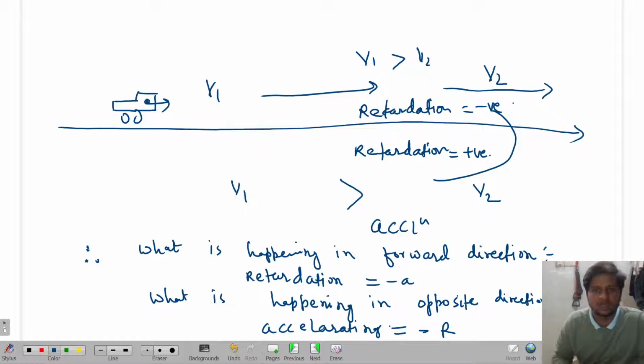Understood or not? Now are you able to understand? Yes or no? Here what is happening? Retardation is negative. Sorry. Practical example again. Here retardation is positive. Here retardation is negative. So that is why if retardation is negative, acceleration will be positive. Understood or not? Tell me, guys. Are you able to understand this or not? Tell me, yes or no?